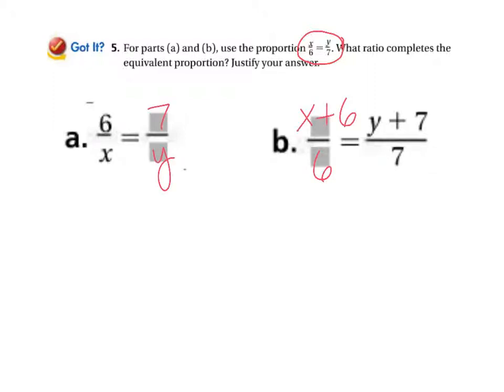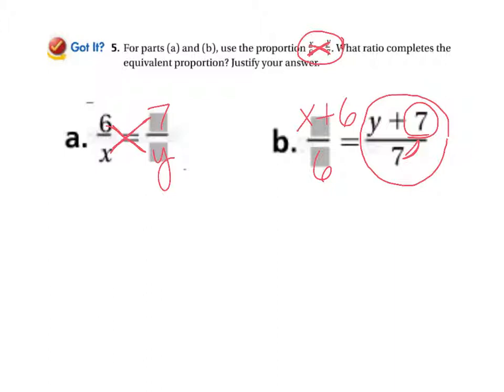Here are my two answers. I knew that I needed to take the 6 times the y, so over here, 6 times the y. I had to take the 7 times the x. Got it. Okay, and the second one was the weird one, that I knew the way that this was set up, I had to use that third method where you take and add the denominator. That's all they did here, is they added 7, which was the denominator.